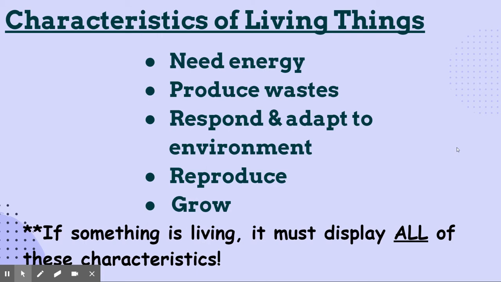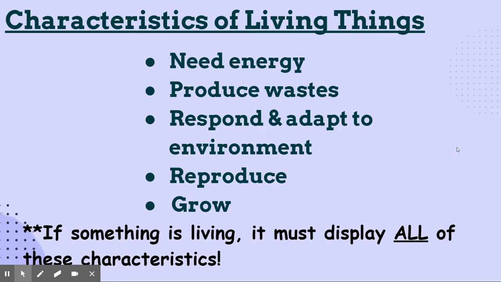Responding and adapting to the environment. You have to be able to understand something that's going on and adapt to that. You learned about this in Science 9 when we talked about adapting to environments and then learning about evolution and stuff like that. But we respond to things around us and adapt to those. We have to be able to reproduce and produce offspring, and we have to grow.